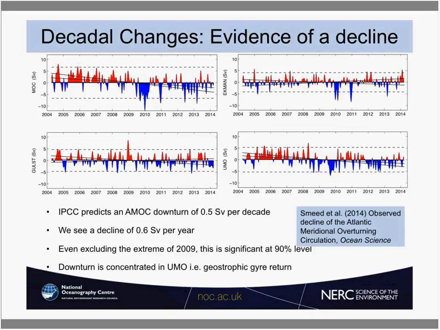In this figure, the anomalies of the overturning circulation, Gulf Stream, upper mid-ocean and Ekman transports. We've got the trend lines and confidence intervals. You can see a decline in the AMOC, and this is really only mirrored in the strengthening of the upper mid-ocean southwards. This pattern of a shift in the circulation from the overturning to a gyre circulation is something that's consistent over this 10-year time period. If we exclude the extreme negative event in 2009, this downturn is significant at the 90% level.